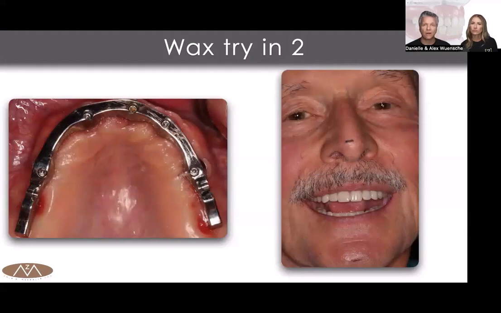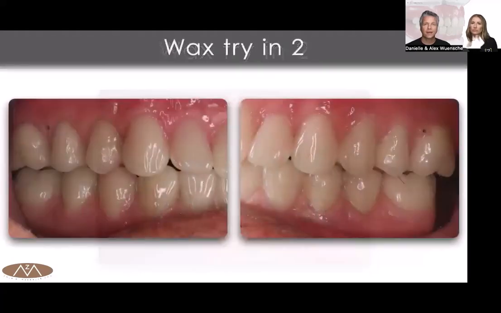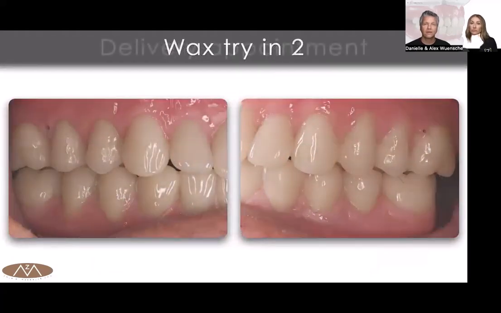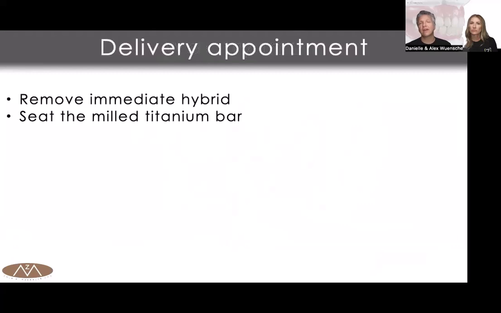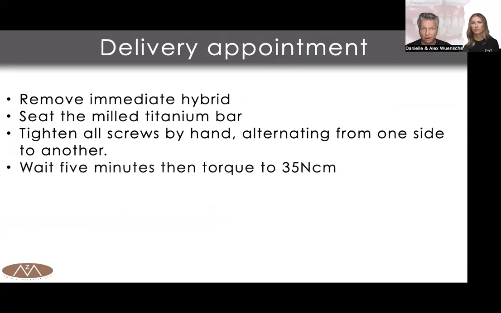Now intraorally the bar is screwed in, the wax trine is tried in, and here we have the teeth in place, and then we have the case finished, processed, so we have to remove the immediate hybrid and seat the milled titanium bar. We now tighten all screws by hand, alternating from one side to the other, so we're going crosswise like we would change a tire on a car, right?